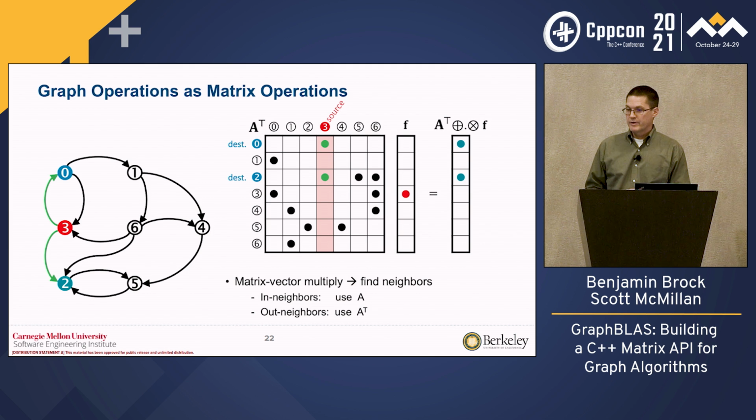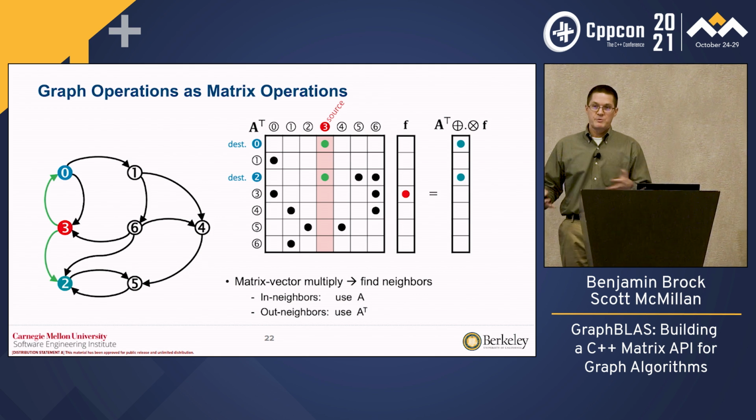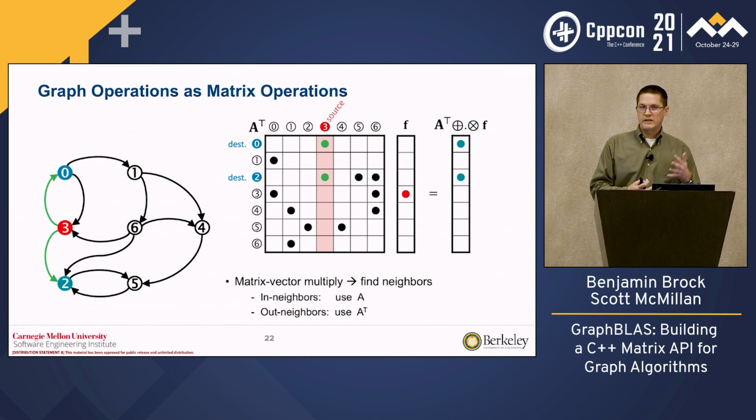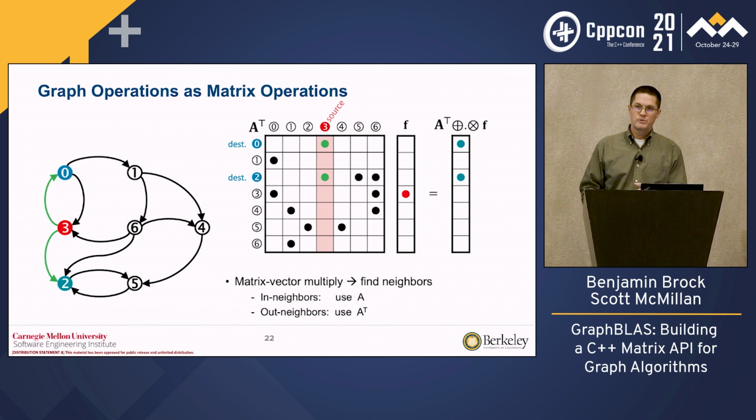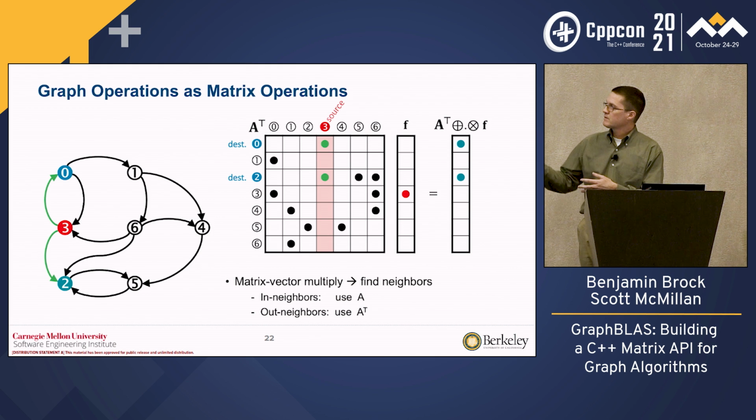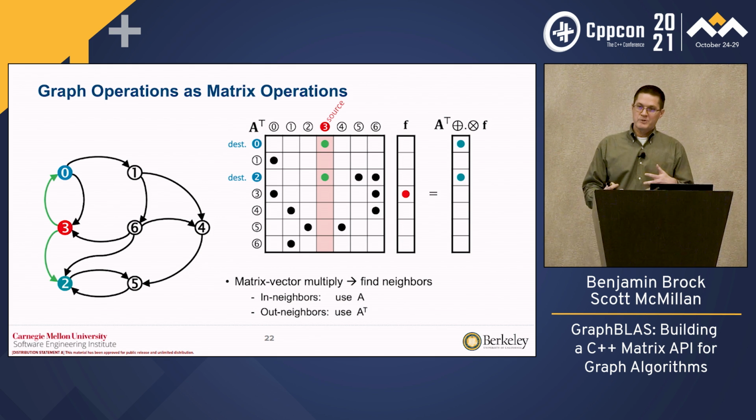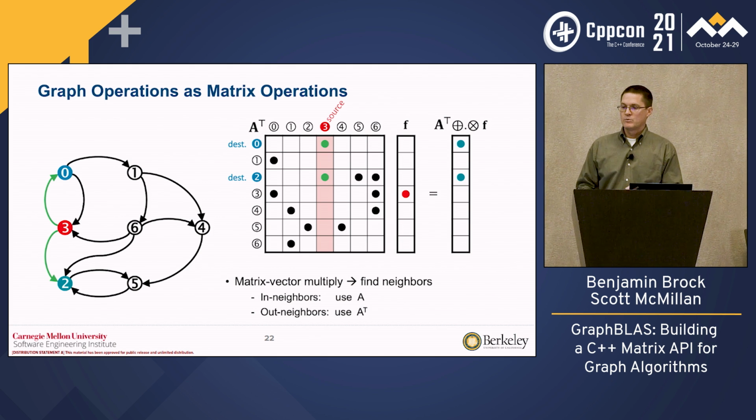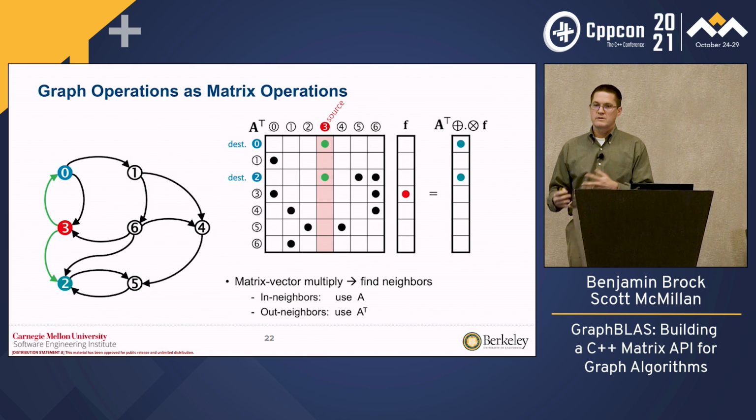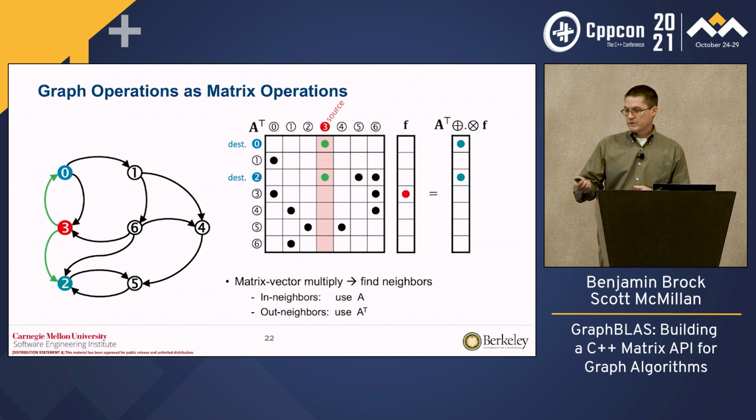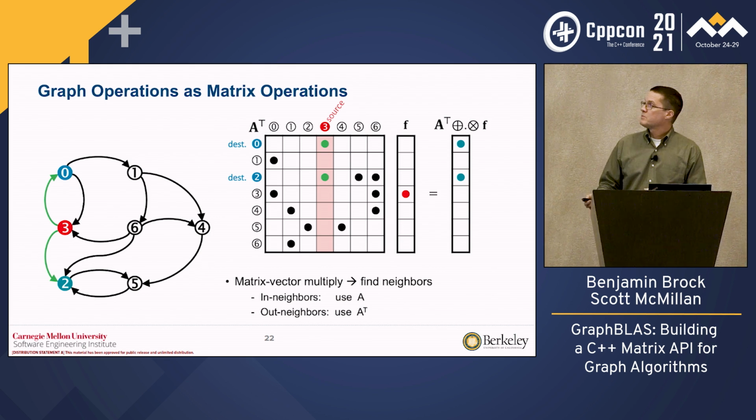Now, how do we do that in an operation? We want to use matrix vector multiply. And so if we want to know the neighbors that we can reach from, say, node 3, we create a sparse vector. We set the location 3 with some value, and we want to do matrix vector multiplication. If we did matrix vector multiplication with just the adjacency matrix, we would get all the nodes that feed into 3. What we want to do is take the transpose of the matrix and get all the nodes that we can reach by going out from 3. And so we do a lot of stuff with the transpose of the adjacency matrix.